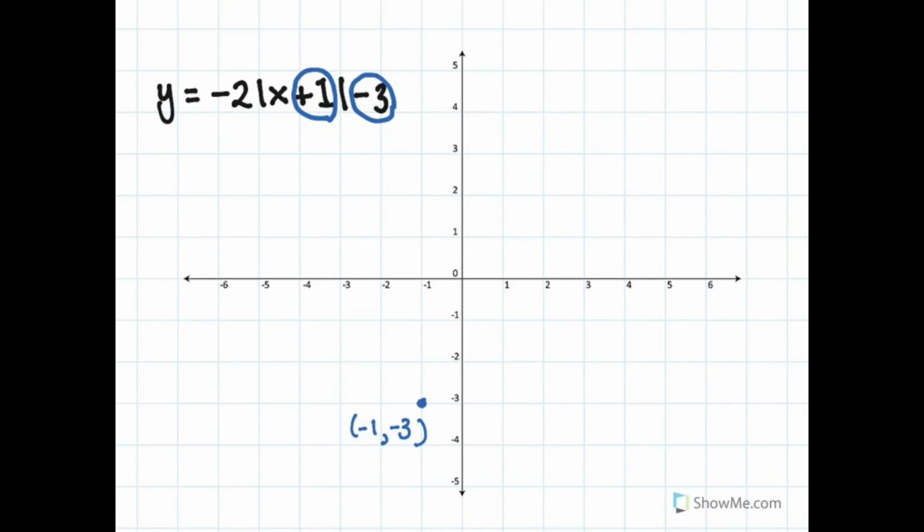Now what about this negative 2 multiplier? A negative multiplier turns the V upside down, so I'm going to have a V that's pointing down, and negative 2 makes the slope negative 2 on the right and positive 2 on the left. So I have a narrow V facing down with vertex at negative 1, negative 3.